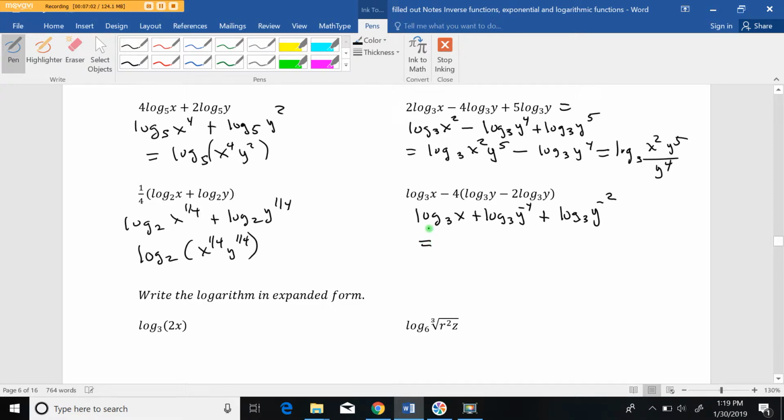All right, now that log of a product is the sum of the logs applies to not just 2 logarithms but 3. So we can write this as log base 3 of x y to the minus 4, y to the minus 2. And let's clean that up a little bit. That's going to be log base 3 of x over y to the 6th.